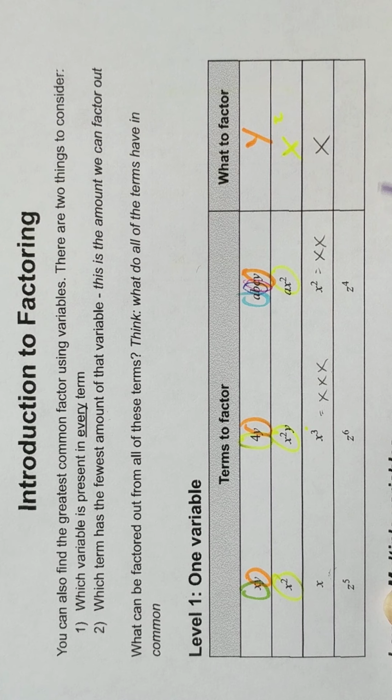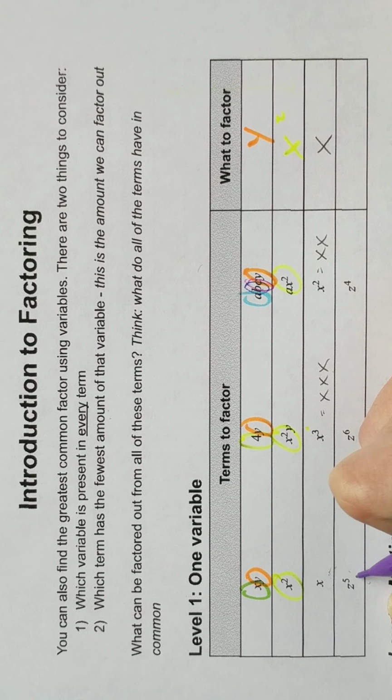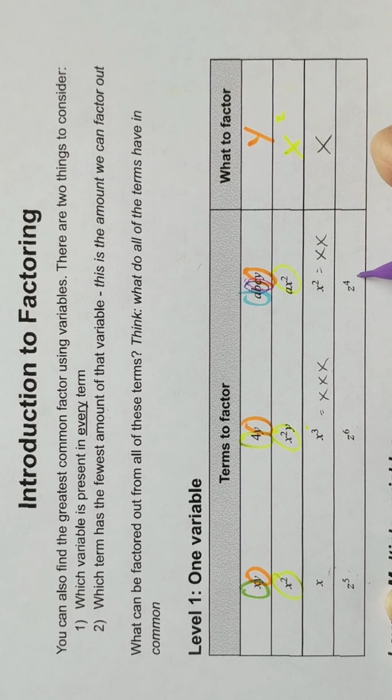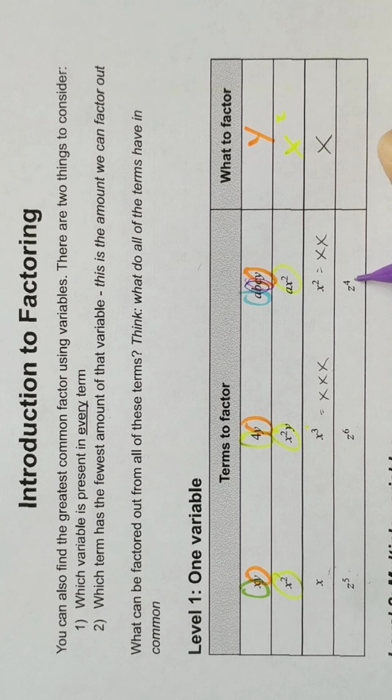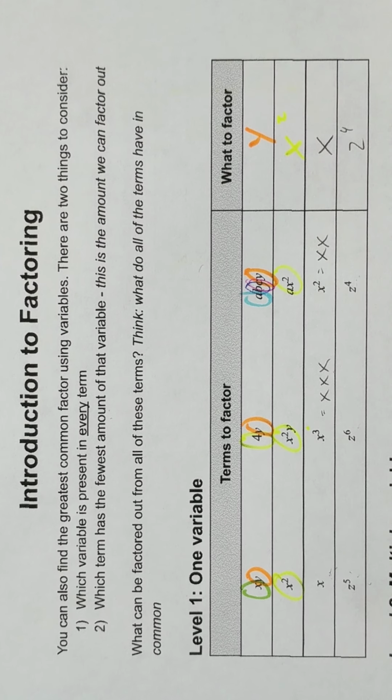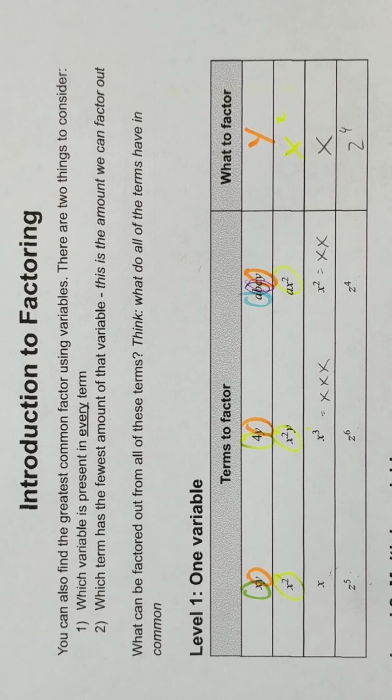Let's look at our next example here. Z to the 5, so I have 5 z's, 6 z's, and 4 z's. Which is the fewest amount? Well, 4 z's is the fewest, so I can factor out z to the power of 4.